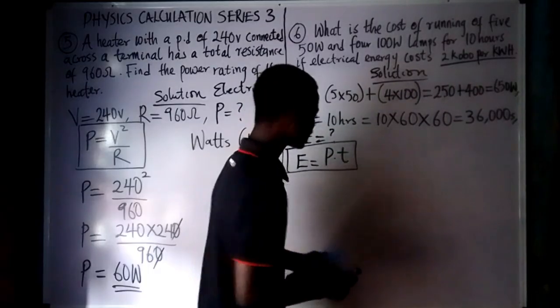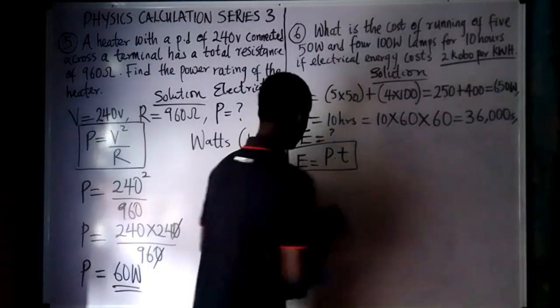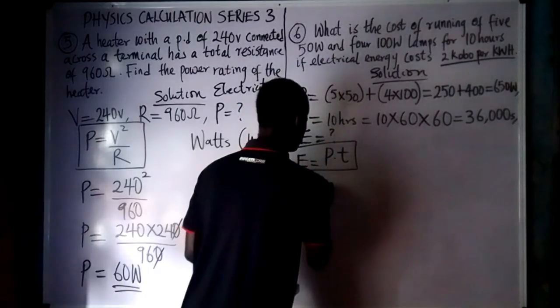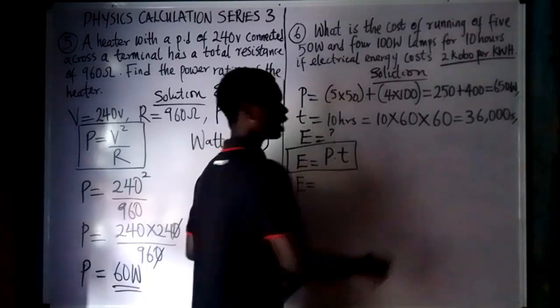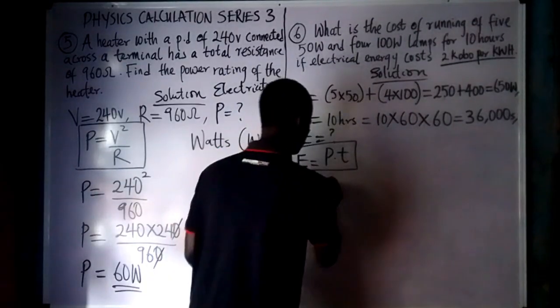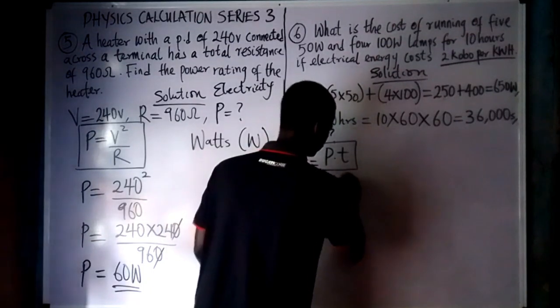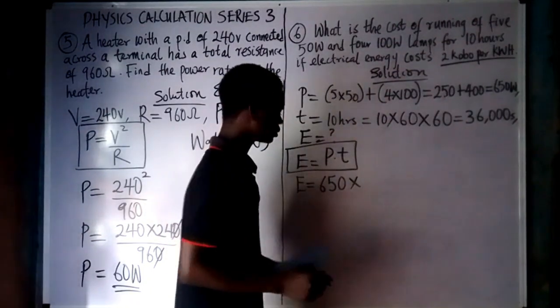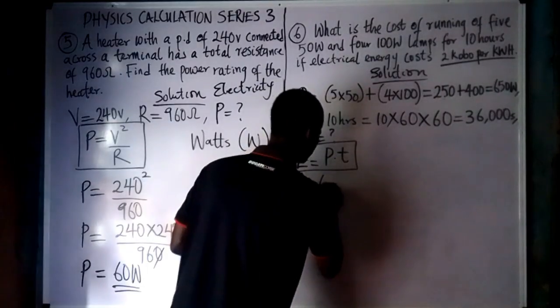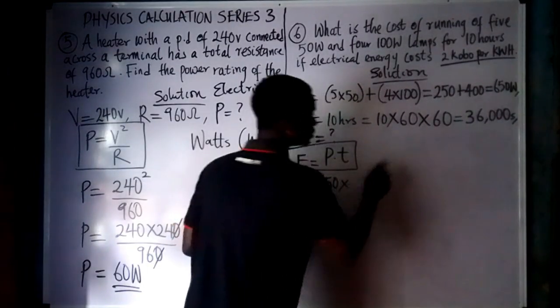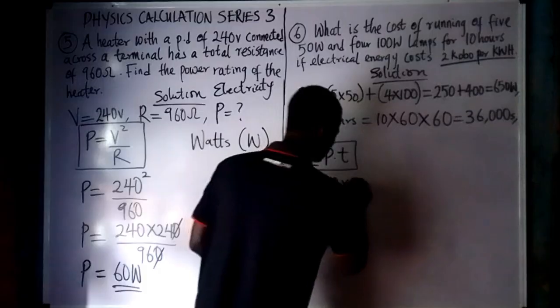Now what do we do? We are basically going to be substituting. We will now say our unknown electrical energy is equal to, what is our power? Our total power is 650 watts. So we'll say 650 times, what is our time? Our time is what? 36,000. So write 36000.